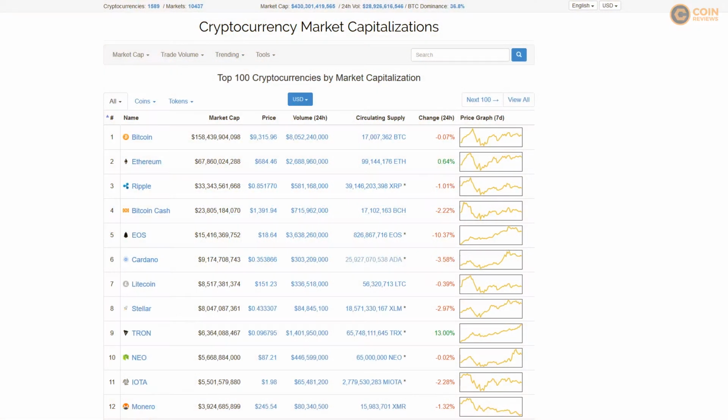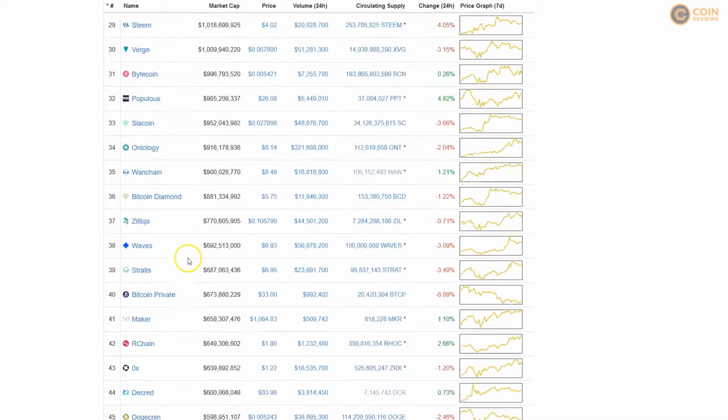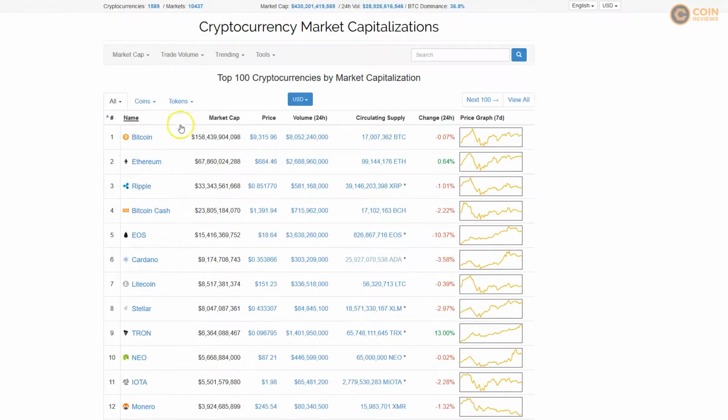Hello, and let's jump right into how to use CoinMarketCap.com. Right here on the front page, what you're seeing is a list of the top 100 coins organized by market cap. And market cap, if you don't know what that term means, just refers to the total value of that coin or token that exists in the world.